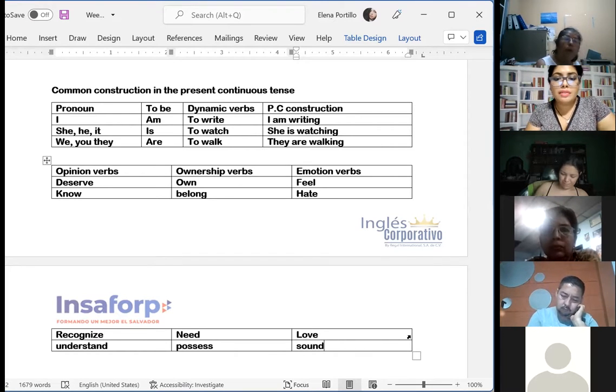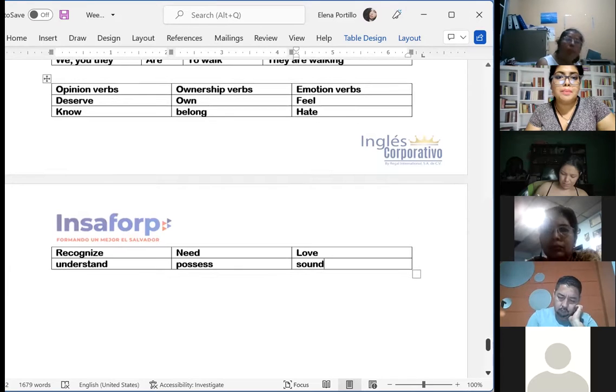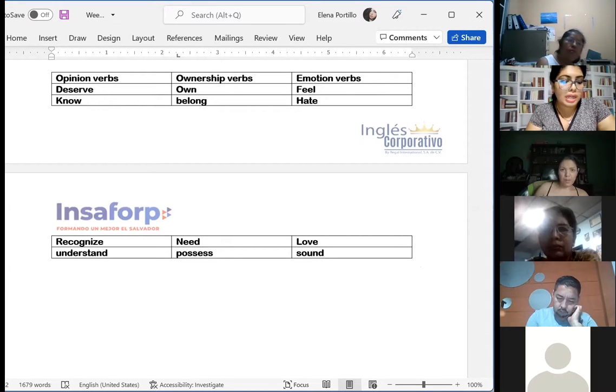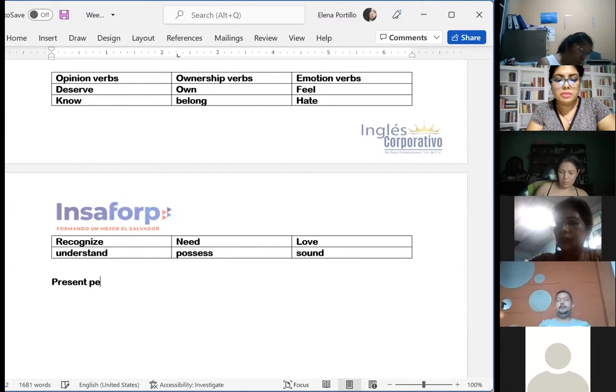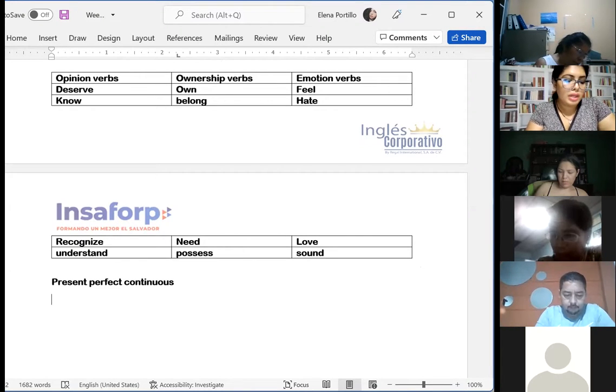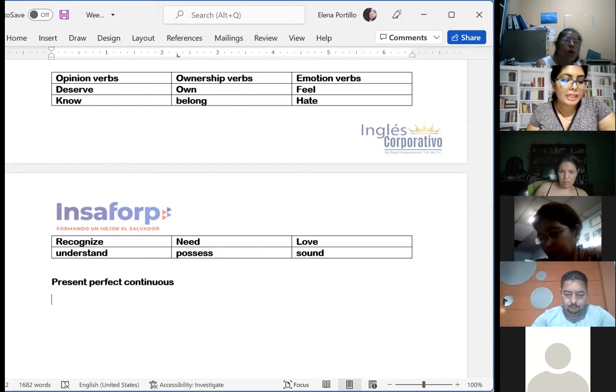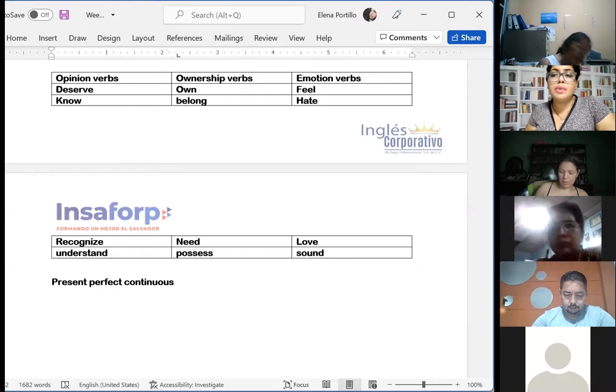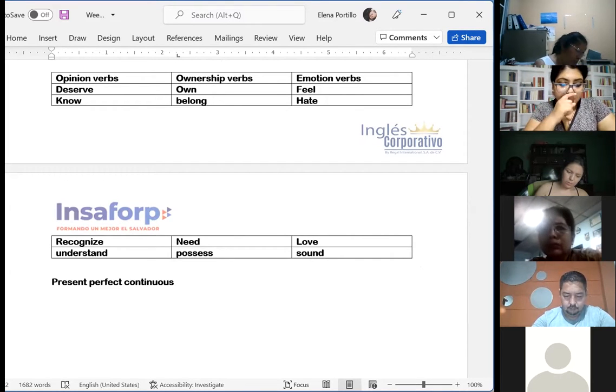Now, we are going to have the last one of the present tenses, and we have this one that is the present perfect continuous. In this one, it says that the present perfect continuous, it's also known as the present perfect progressive tense, and it shows that something started in the past and is continued at the present time. So in this case, it's something that began in the past and continues in the present.